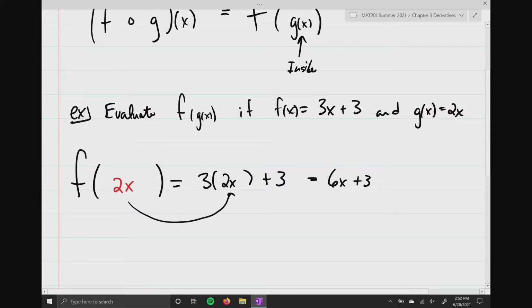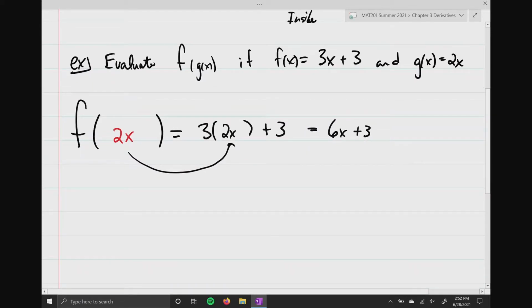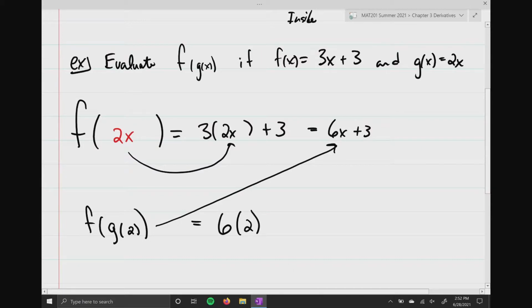Now we can even take this one step further if you wanted to, and said, well, evaluate using the same functions f of g of 2. So you can go directly into here and just say, okay, if we went f of g of 2, that's going to equal 6 times 2 plus 3, which is equal to, well, 6 times 2 is 12. 12 plus 3 is 15.